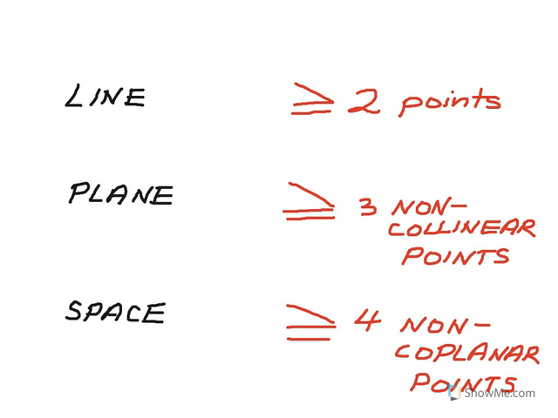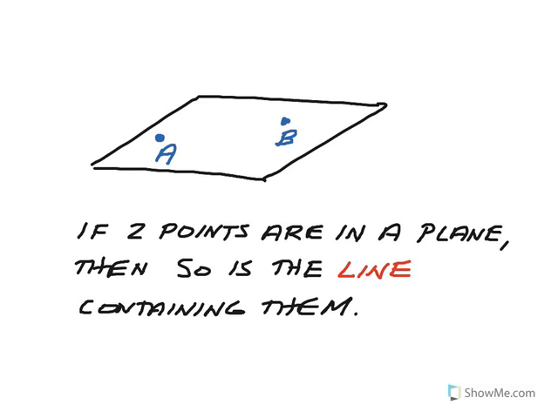So this little chart shows the minimum number of points, and in the case of a plane, non-collinear points, and in the case of space, non-coplanar points, you need to determine line, plane, and space. Okay, the next thing, and we're really not going to worry about which of these are postulates and which of these are theorems, because we treat them both the same once we understand them.